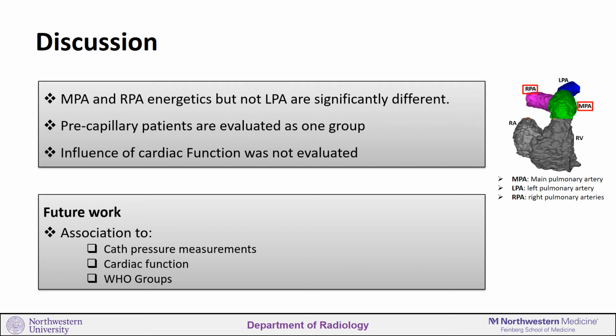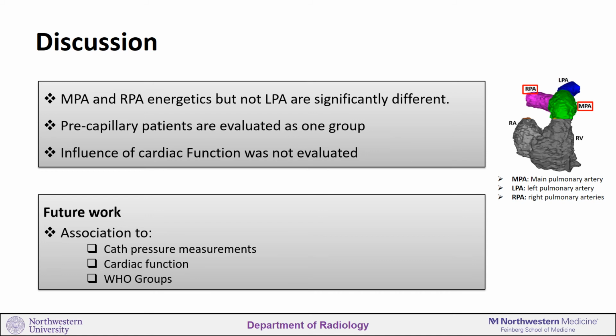The first one could be related to the fact that our pre-capillary group can be mixed from different WHO groups, particularly groups 1, 3, and 4, where groups 3 and 4 are lung initiated or based on underlying lung disease, and that could explain the RPA energetic differences. But that in itself can be very interesting if it holds, because it would mean that the method is sensitive to alterations coming from lung disease. However, we cannot fully conclude these findings from such an observational study.